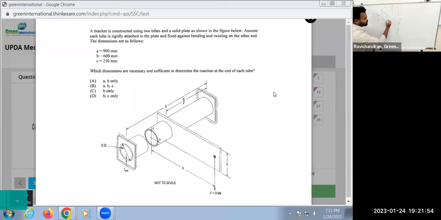Correct? So for finding the moment, we need the axial length of this. And what about C? Is the value of C required for finding the moment of this tube? Because this is the height of this. Is that required? Only these two parameters are required, correct? So only A and B are required to find that. Okay, the option is A. Is that clear?